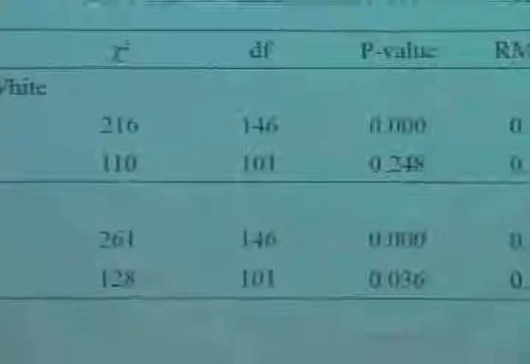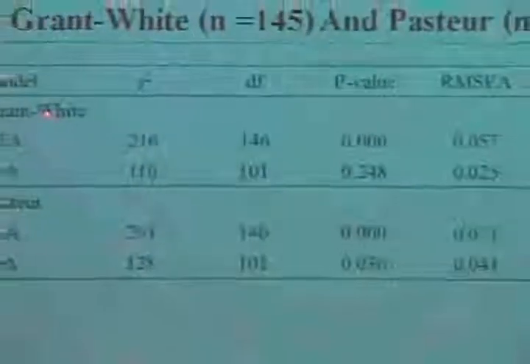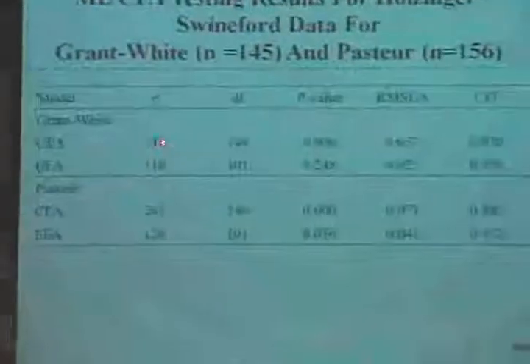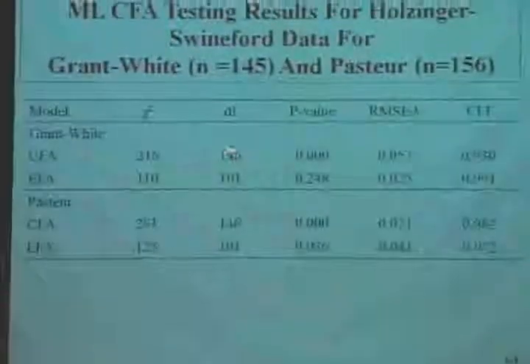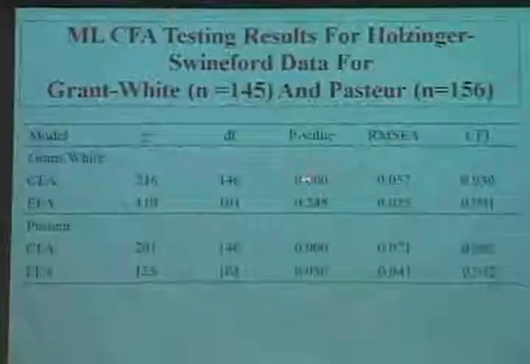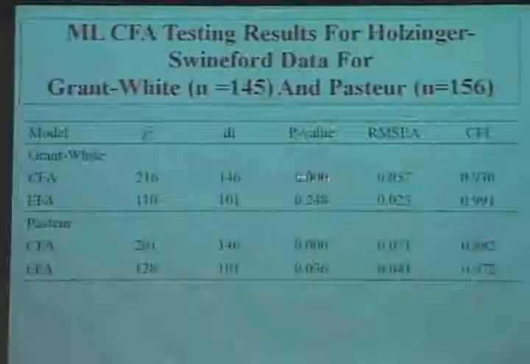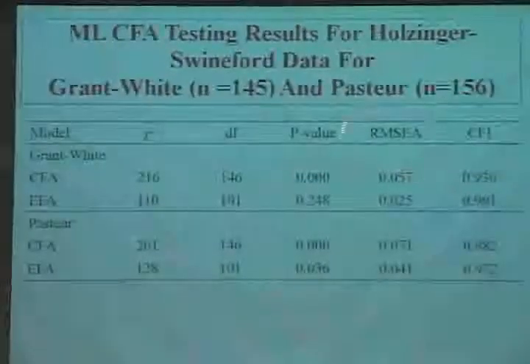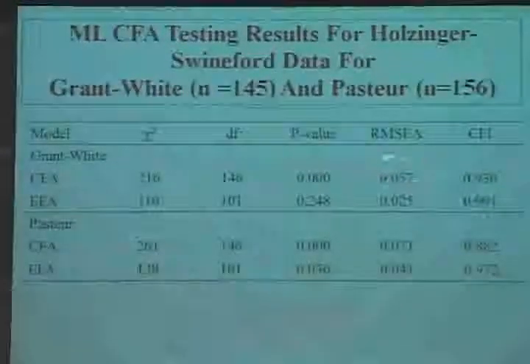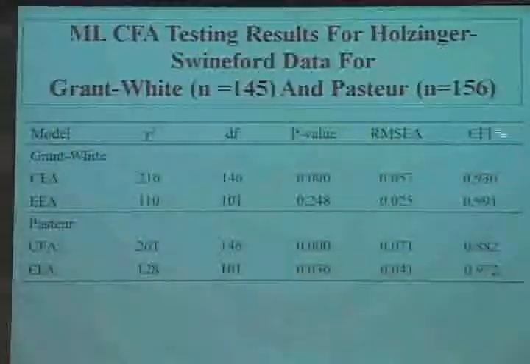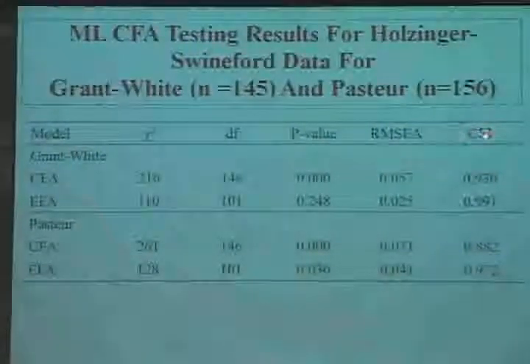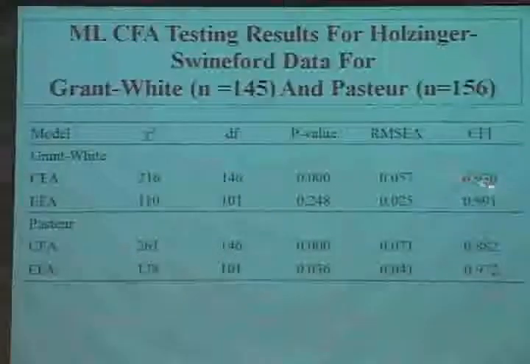Now let's see how it works here. So now we're still in the maximum likelihood frequentist context. We do a CFA for Grant White, and we have chi-square 216 with 146 degrees of freedom, and we clearly reject the model. The p-value is 0. If you go to root mean square error of approximation, it is not great. And CFI, the comparative fit index, not great.